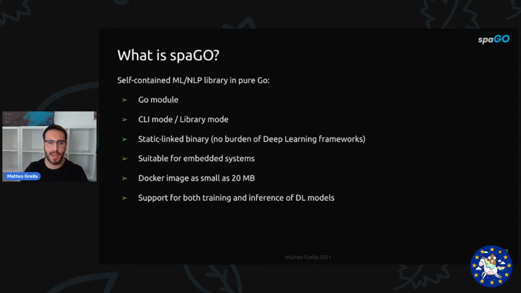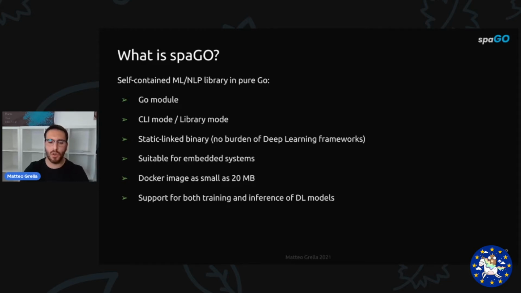spaGO is a self-contained machine learning and natural language processing library in pure Go. What do I mean by pure Go? Well, first, I'm not using cgo at all, so I can even compile a static binary. So we are not using any external third-party deep learning frameworks. There are some cool libraries in Go that are bindings of TensorFlow or PyTorch, but there are some limitations. For instance, you cannot really train your neural model. I will explain in a second.